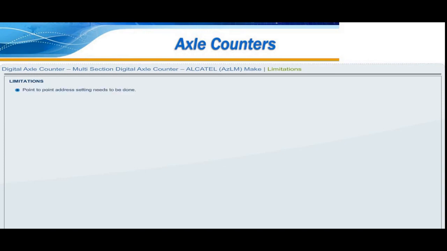Limitations. Point-to-point address setting needs to be done. Longer length of communication cable is required for connection of outdoor equipments with central evaluator.